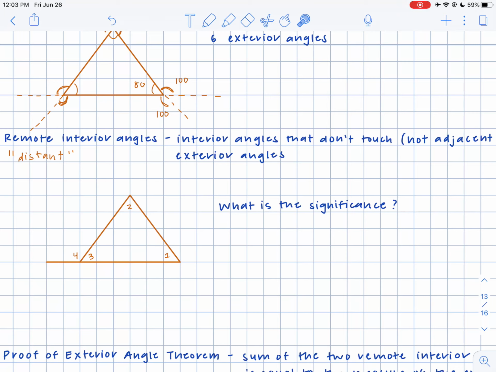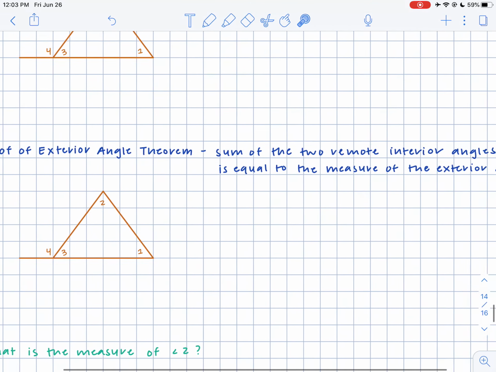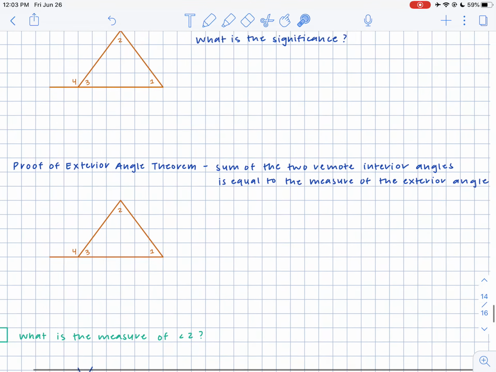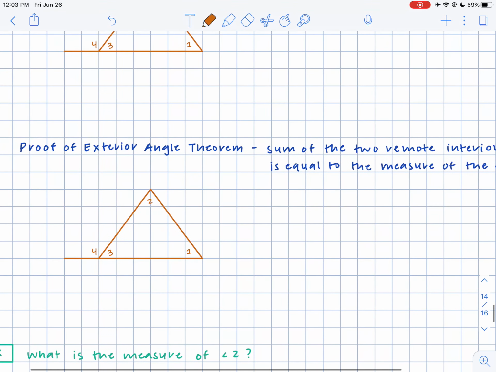But what is the significance? Well, again, this goes back to the special relationships and how you can use them to solve for missing angles, right? Well, this actually goes to our proof of the exterior angle theorem. This states that the sum of the two remote interior angles, so in this case it would be 2 and 1 for exterior angle 4, so the sum of these two remote interior angles will be equal to the measure of the exterior angle.